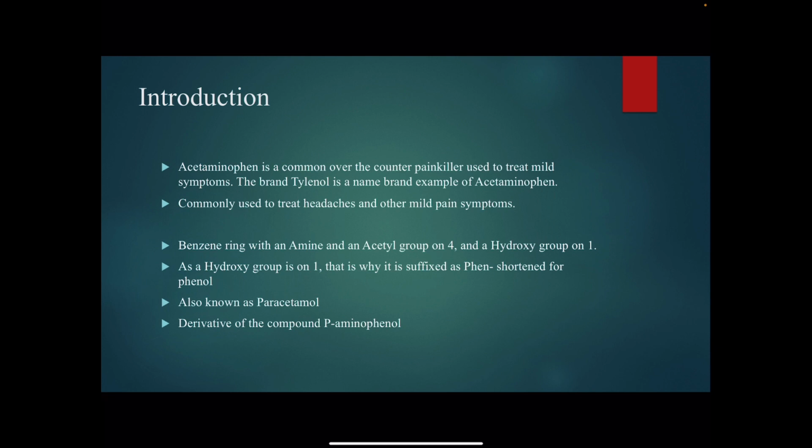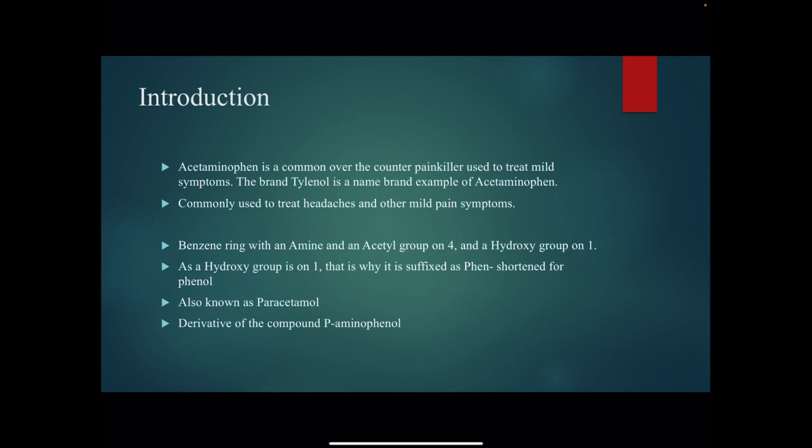Now, a little on the structure of acetaminophen. It is a benzene ring with an amine and acetyl group on 4. The acetyl group is attached to what was the amine in p-aminophenol, and there's a hydroxy group on 1. The hydroxy group on 1 is why this compound is suffixed phenol, or phen, shortened for phenol.